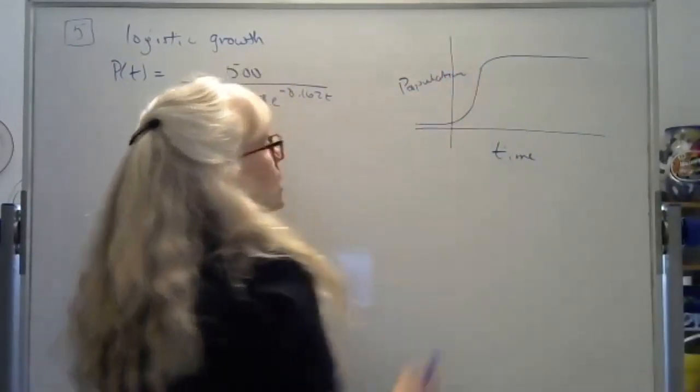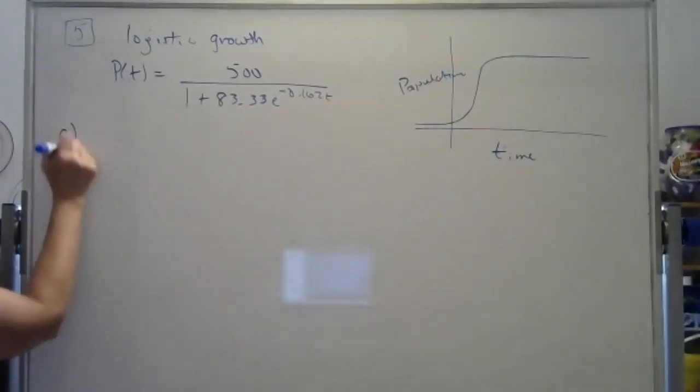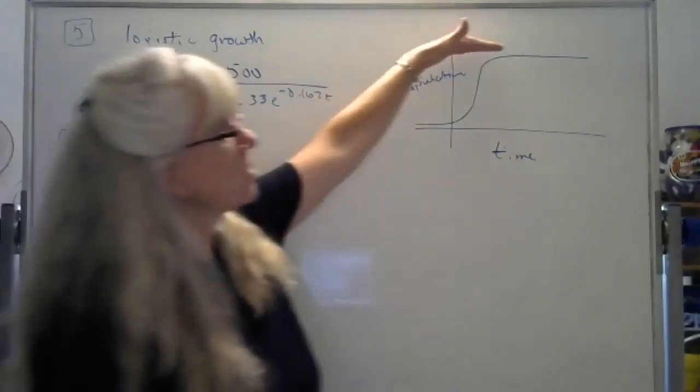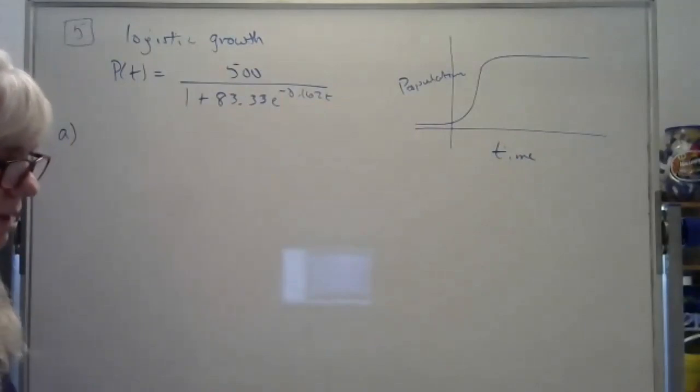So that's what a logistic growth model does. It actually flattens out and approaches the factor. So we'll do these again in the applied calc class and talk about what this factor is up here. So that's what part A is. Part A wants to know what the carrying capacity of the environment is.